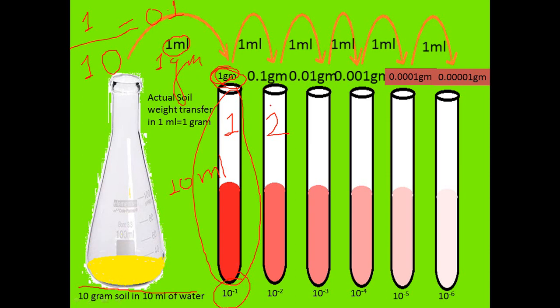Similarly, if you transfer 1 ml of the solvent from the second test tube to the third test tube, 0.01 gram of the soil sample will be transferred. So this goes on with 10 to the power minus 2, 10 to the power minus 3, 10 to the power minus 4, 10 to the power minus 5 and 10 to the power minus 6. So this is our dilution.